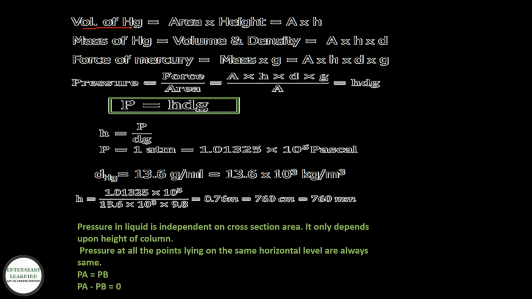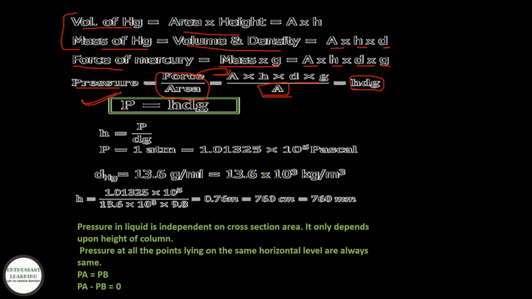Now, as we know that volume is equal to area into height, and mass is equal to volume into density, which can be written as A into H into D. D is the density. We are talking here with respect to Hg, that is mercury. Now force, that is mass into g, can also be written as A into H into D into g. Pressure is force upon area. So force A into H into D into g upon area gives H into D into g. So pressure is H rho g. H is the height, D is the density, and g is gravitational acceleration.